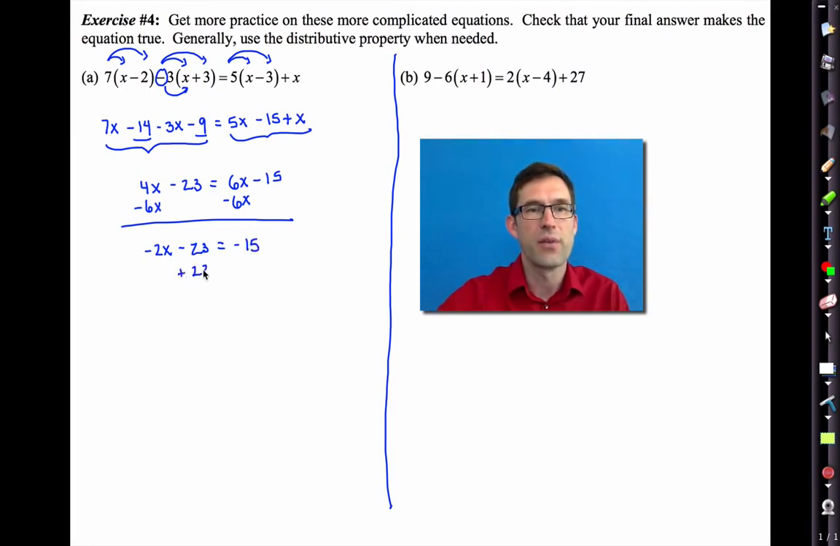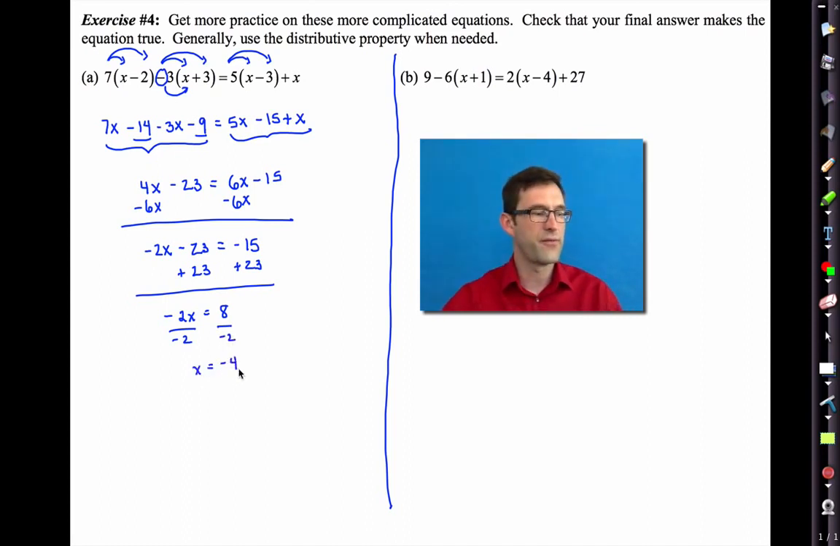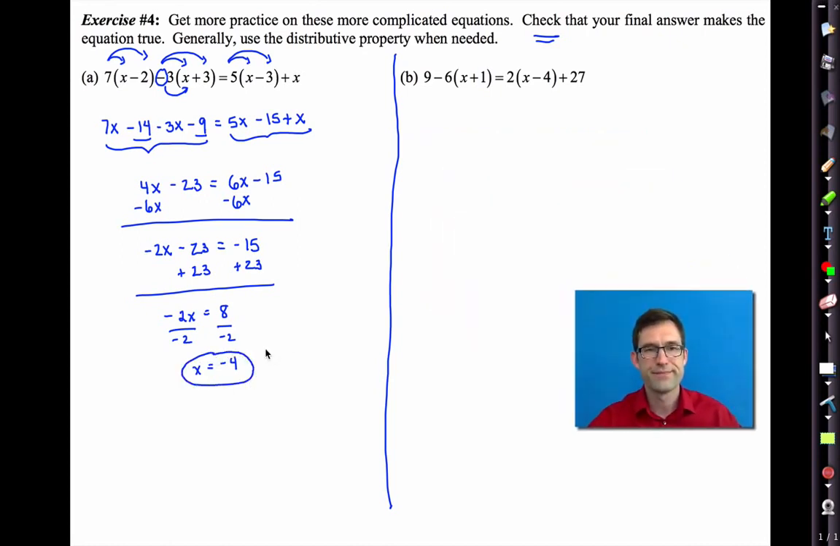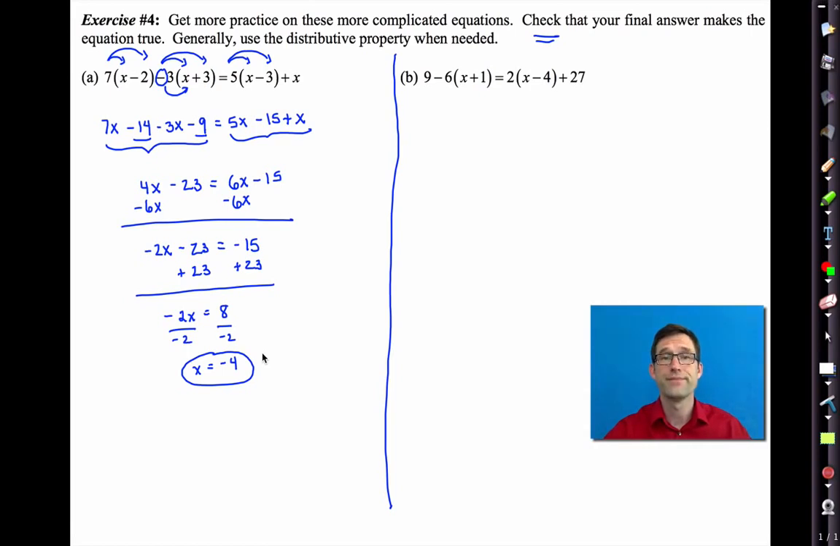I can then get everything without an x on the other side by adding 23 to both sides. That'll give me negative 2x is equal to positive 8. And then I can divide both sides by negative 2 and get x equals negative 4. All right. We really should go back and check our final answers, but for the sake of time, I'll let you do that on your own. So x equals negative 4.